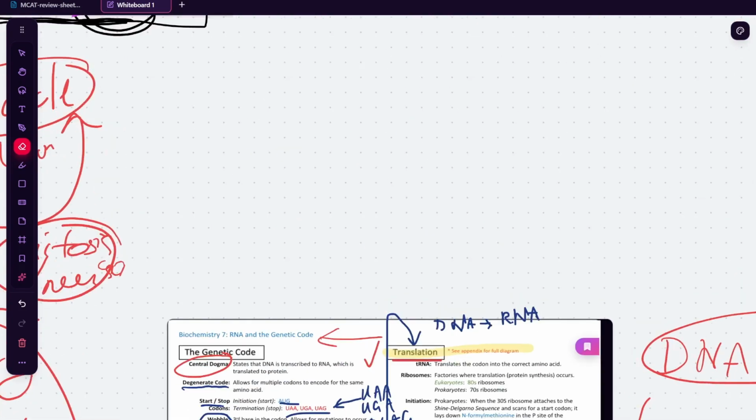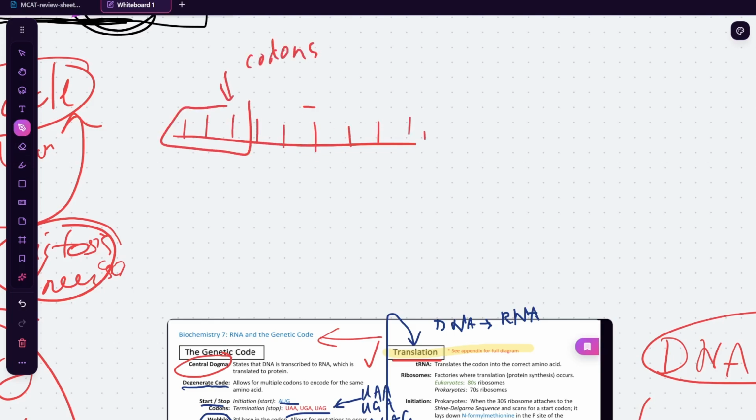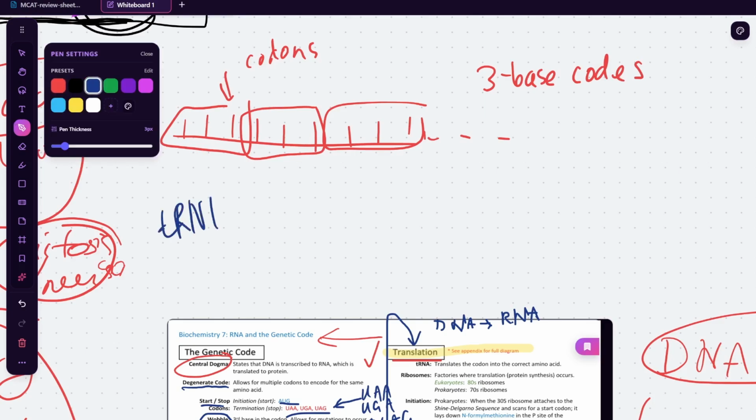So translation is basically where the mRNA gets read and converted into protein, and a ribosome reads those codons. So remember, we made mRNA with the reading strand and codons. Codons are 3, 6, 9, etc. So they have 3-base codes. And for each codon, a tRNA will deliver a matching amino acid. So tRNA is important now. tRNA translates the codon into the correct amino acid.